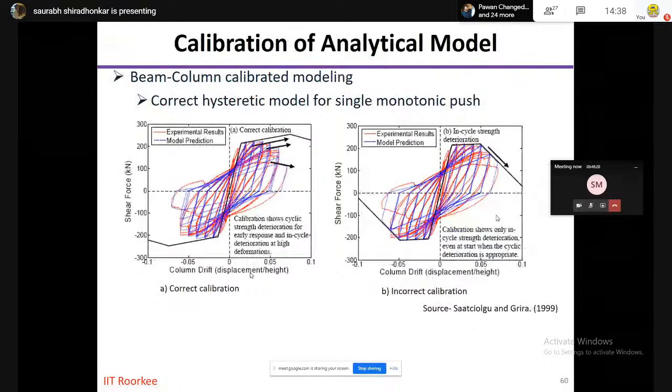As we have seen the hysteretic behavior of reinforced concrete elements, these are two examples, and the black line over here shows the prediction from the mathematical model. Whenever you are using an inelastic model, you need to calibrate it first. So there are ways to do calibration.